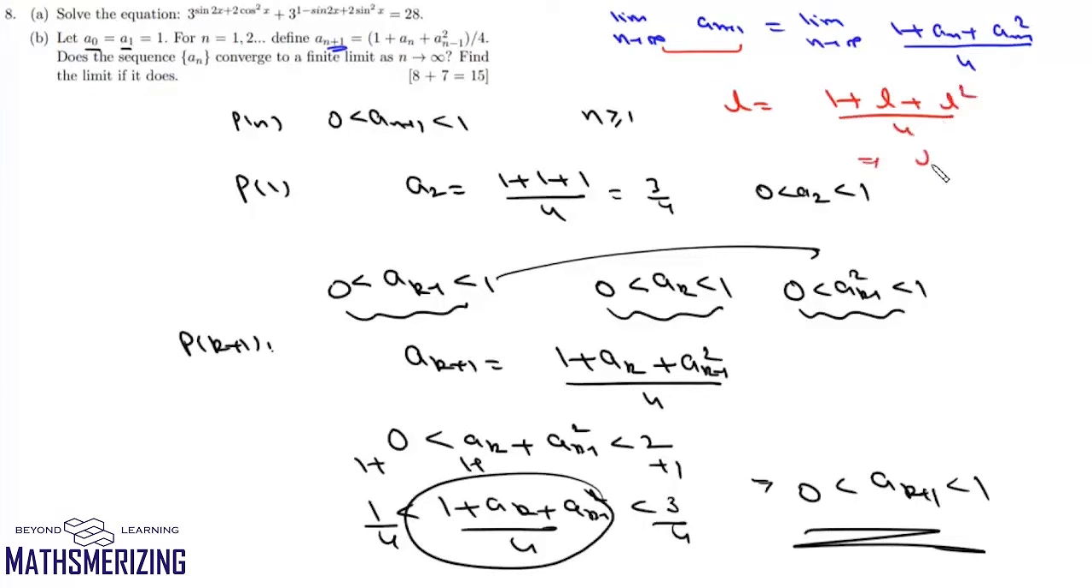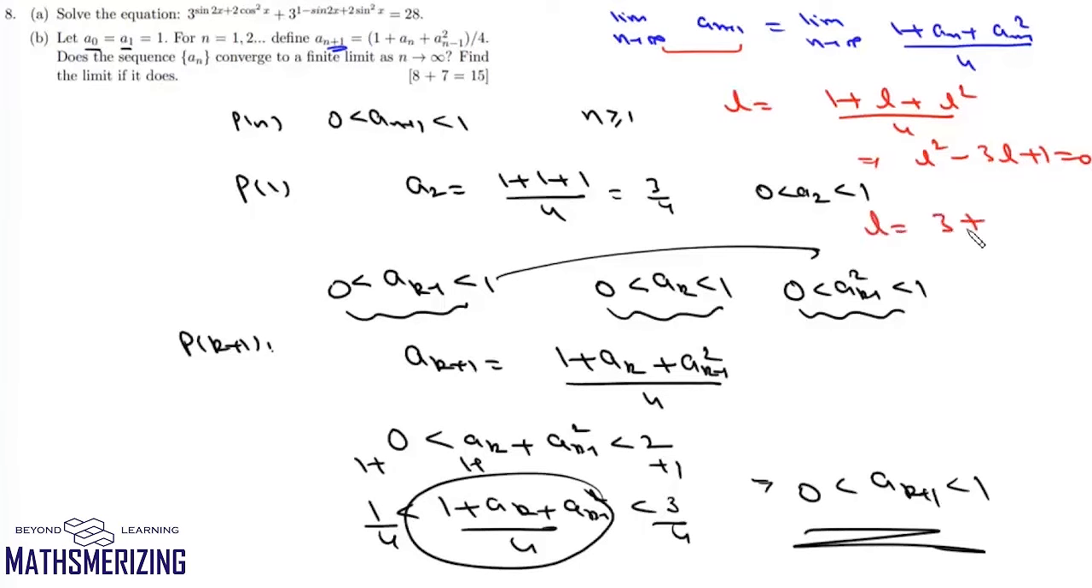So from here we'll get this condition, which is L square minus 3L plus 1 equals 0. Now it is a quadratic equation in L. So we'll solve this equation. We'll get L as (3 plus minus under root of 9 minus 4) by 2. So the limiting value of the sequence will be (3 plus minus under root 5) by 2.